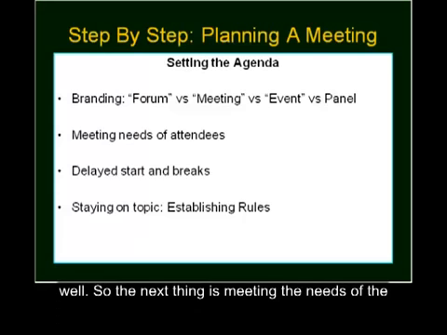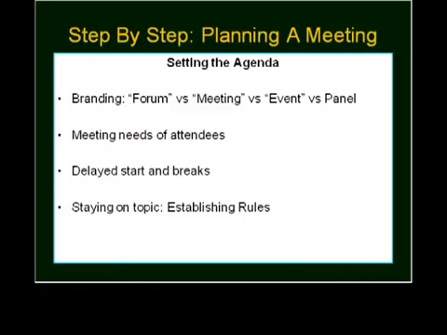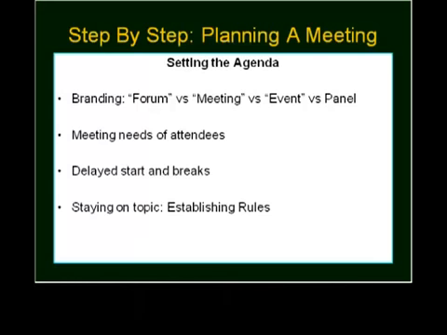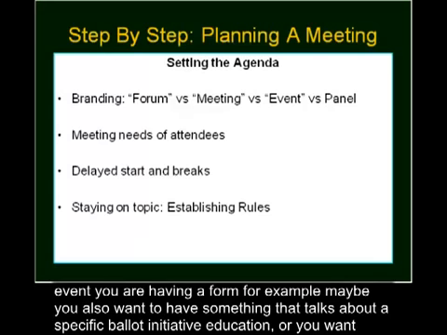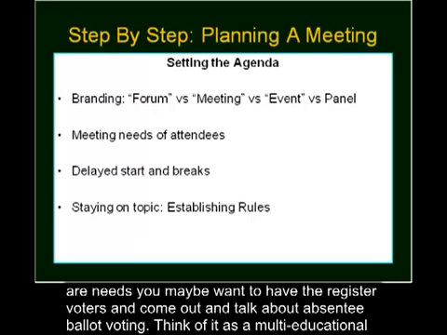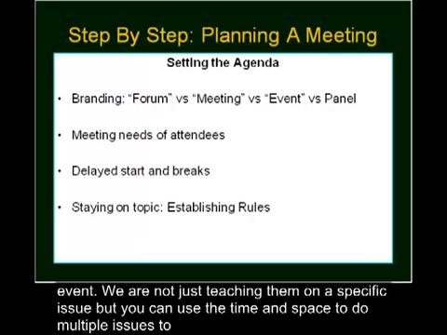So the next thing is meeting the needs of the attendees, and that is really important because you want to make sure that if you're hosting an event and you're having a forum, for example, maybe you also want to have something that talks about a specific ballot initiative or education, whatever the demographic that you're reaching needs. Maybe you want to have the registrar of voters come out and talk about absentee ballot voting. Think of it as a multi-educational event where you're not just teaching them on a specific issue, but you can use the time and the space to do multiple issues and to have people table at the event.